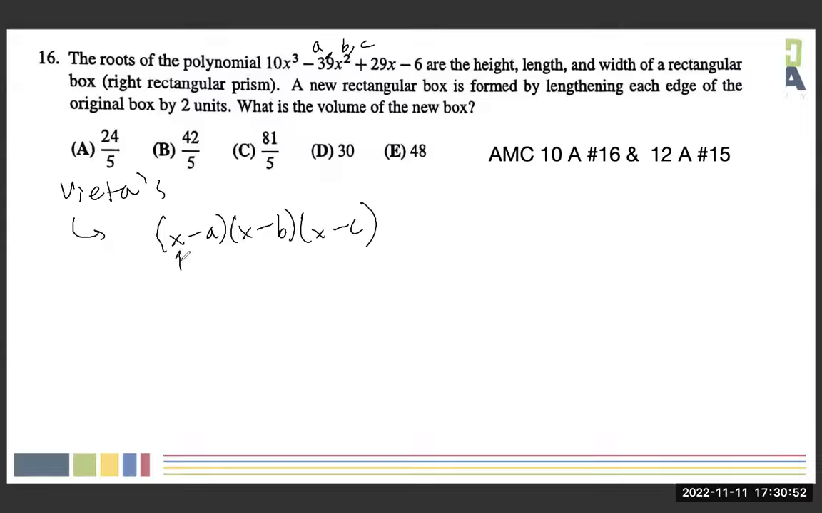And then we know that this term is the x cubed term, and that has coefficient 10 in this problem. So we get this. 10 times x minus A times x minus B times x minus C. Well, what happens if we expand this? We get this.